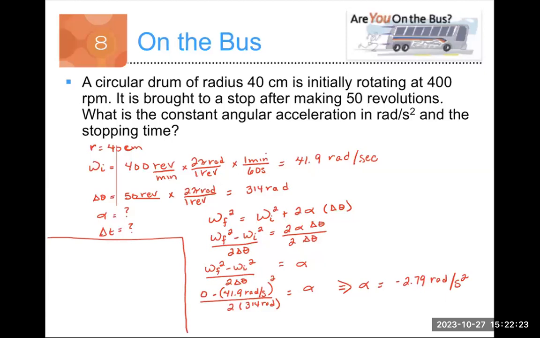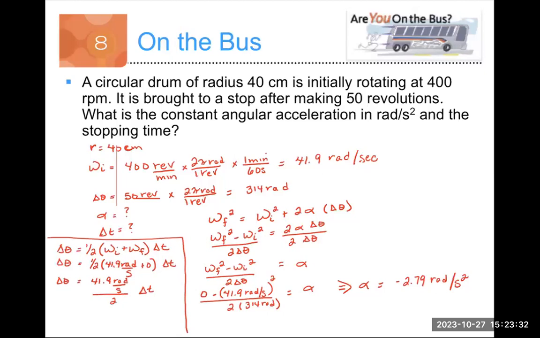Well, we look at our equations, we have delta theta equals 1/2 times omega initial plus omega final, times delta t. So I know everything in that equation except delta t. My delta theta is going to equal 1/2 times my omega initial, 41.9 radians per second, plus 0, times delta t. So we have delta theta equals 41.9 radians per second divided by 2, times delta t.